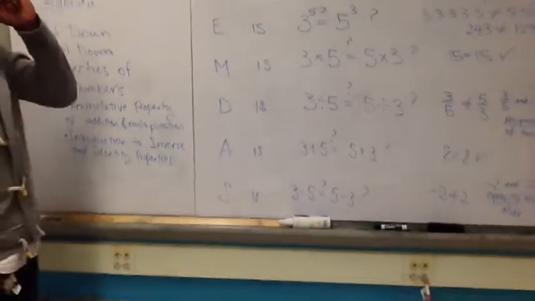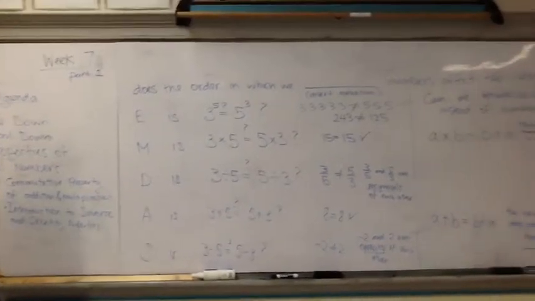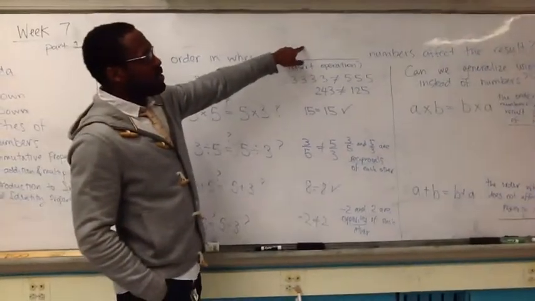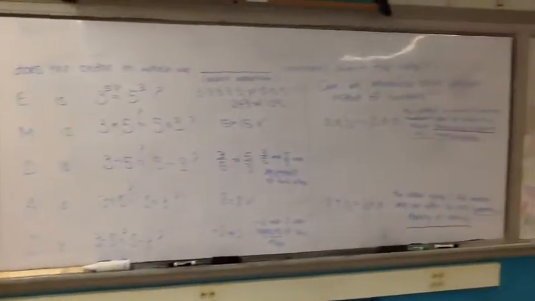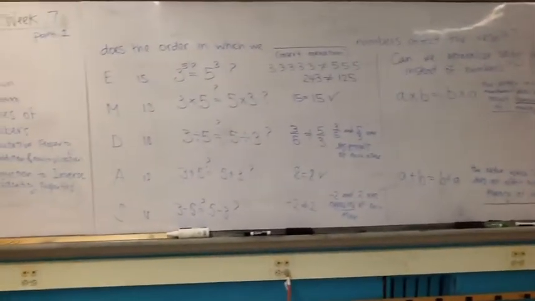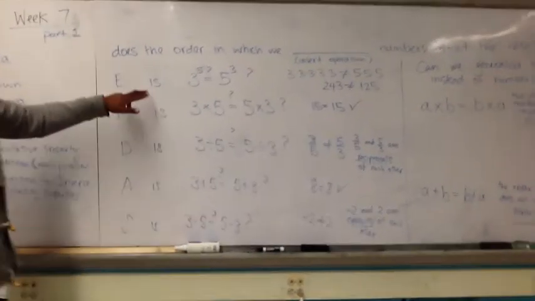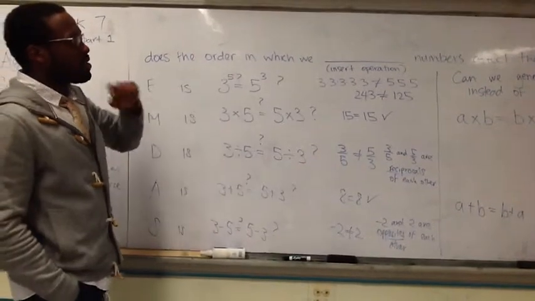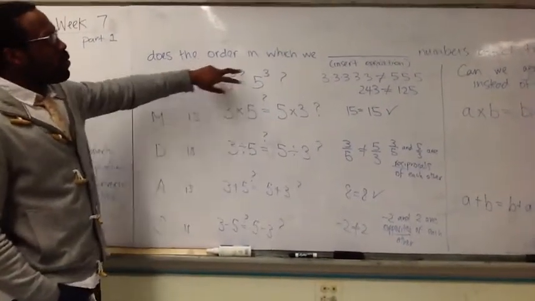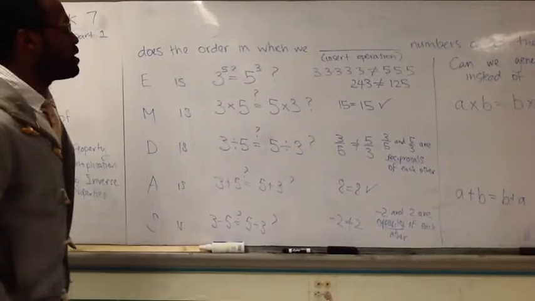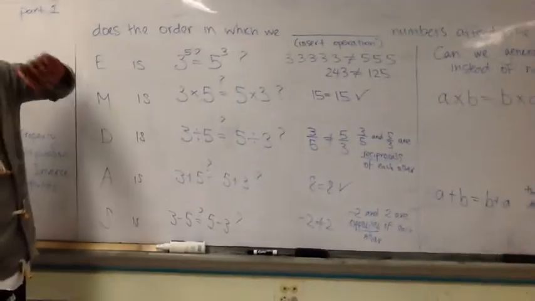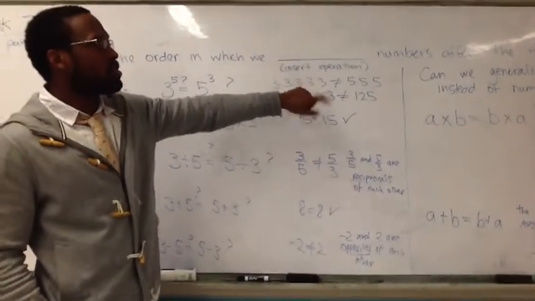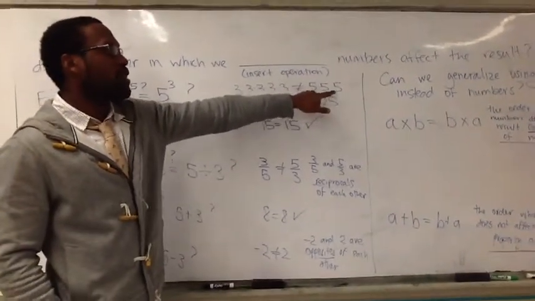The essential question that we had to ask ourselves was, does the order in which we add or insert any operation in here, numbers, affect the result? Okay? So really, does order matter? Here we have: is 3 raised to the 5th power equal to 5 raised to the 3rd power? So we switch the order or the position of these two numbers, and we're still working with exponents, but we see that 3 times 3 times 3 times 3 times 3 is not equal to 5 times 5 times 5.